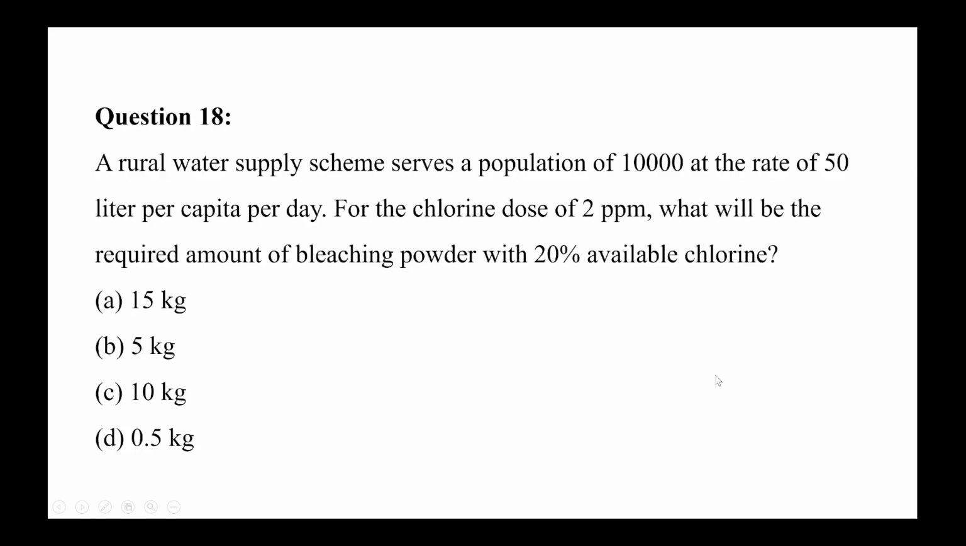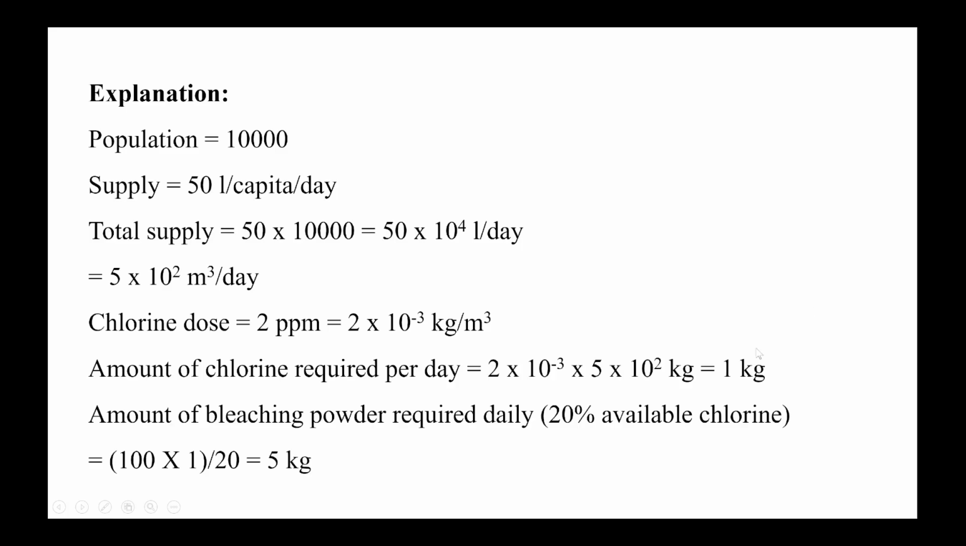Now in the question it was given as the amount of bleaching powder with 20% available chlorine. So if 1 kg is what we require, so we need, let's say, x kgs of bleaching powder, and the 20% of that x should be equal to 1.